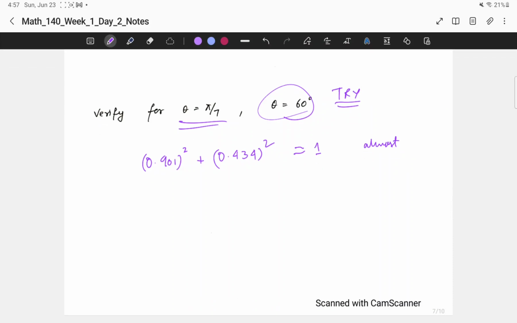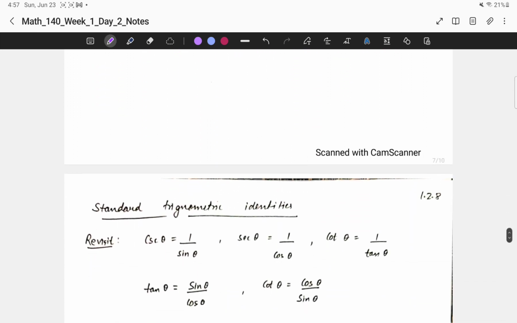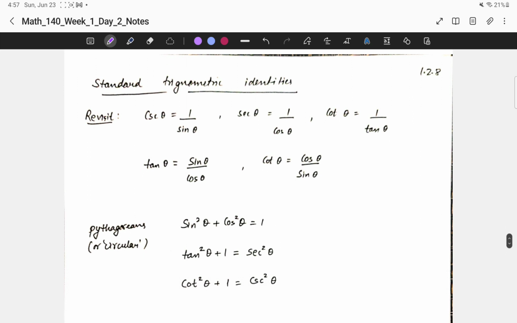Alright, this is the third video. Let's talk about some identities. Some of them are standard, which are a consequence of definition, meaning cosecant is the reciprocal of sine, secant is the reciprocal of cosine, cotangent is the reciprocal of tangent, tangent is the ratio of sine and cosine, and cotangent is the ratio of cosine and sine.